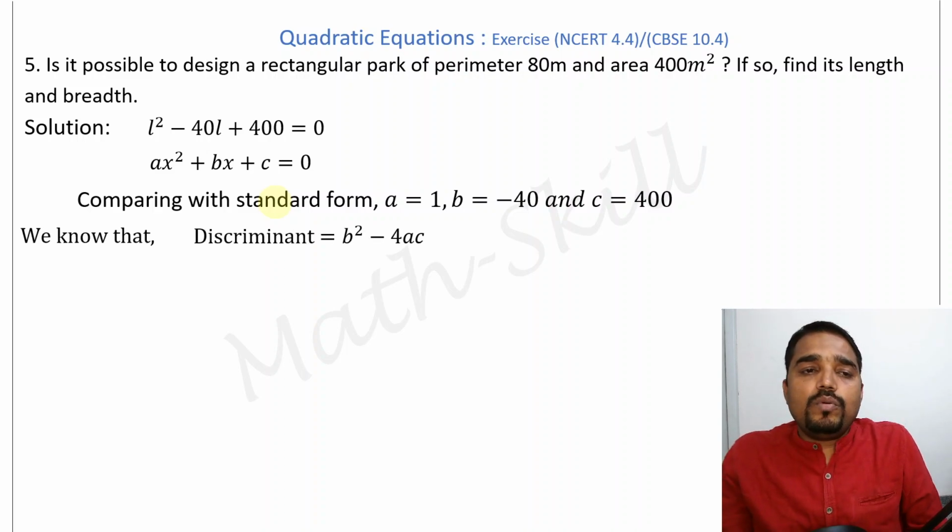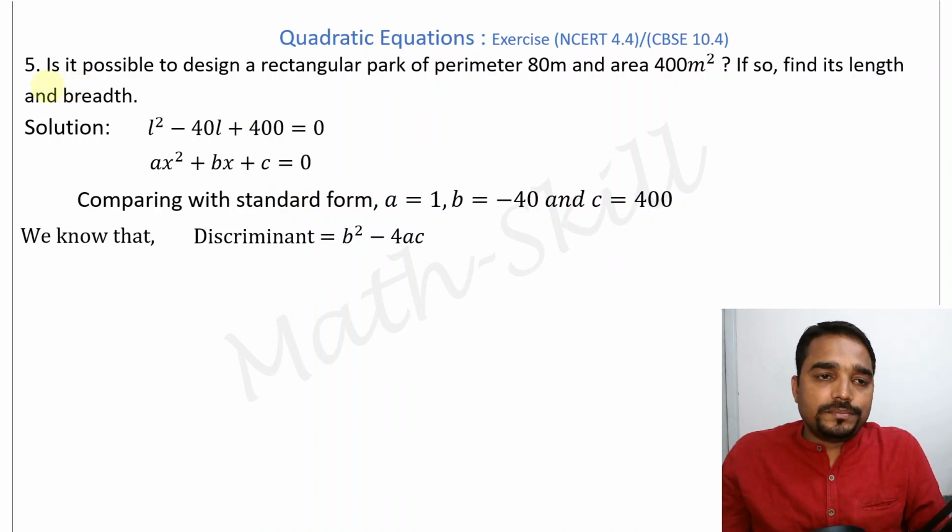So in order to assess whether the condition is possible or not, we will have to assess whether the real roots exist or not. In order to find the real roots, let us find the discriminant. If discriminant b square minus 4ac is equal to 0 or greater than 0, then real roots exist. Based on that, we can assess whether the condition is possible or not.